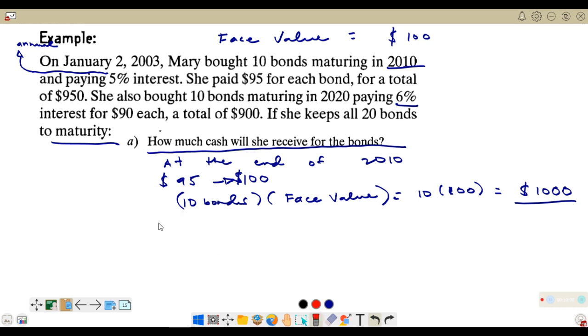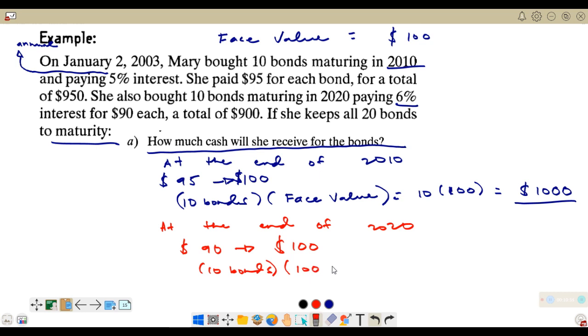Next, doon naman tayo sa kabila. Gawin natin red yung pangsulat. So, at the end of 2020 naman, we have another bond that was initially purchased at $90. And then from $90, it will grow to $100, its face value. Again, Mary bought 10 bonds at the face value of 100. So she expects to get $1,000 as well from the 2020 bonds. So she only paid $900, but in 2020, she expects to get $1,000. So all in all, for 2010, she will get $1,000, and in 2020, she will get $1,000.